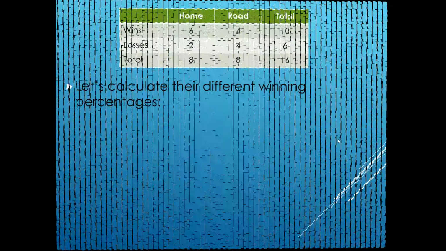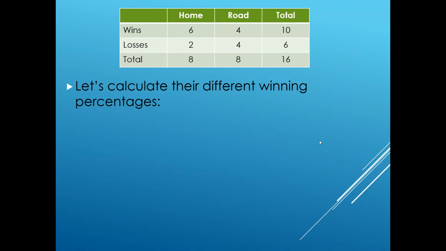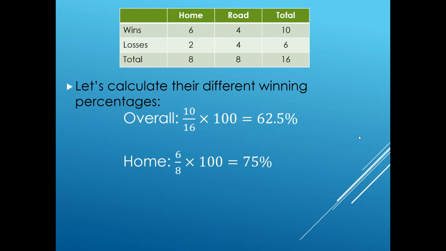So let's take that same data and calculate those winning percentages. Overall, we did 10 out of 16. We multiply that by 100, and that gets us to 62.5%. If we take the home games, we won 6 out of 8 total home games, which is 75% when we multiply it by 100. And for the road, we had 4 wins out of 8 total games. Multiply that by 100, and we get 50%.